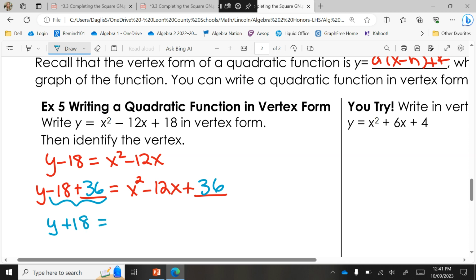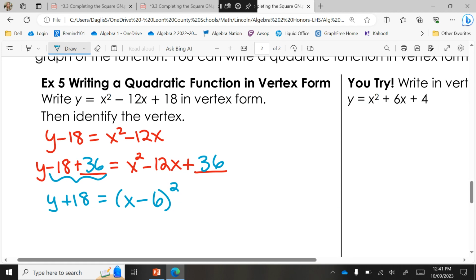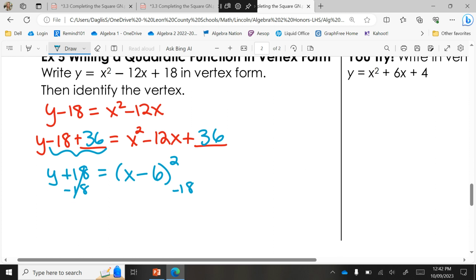What does the right side look like now? X minus 6, good, squared. And if we want it in vertex form, all we have to do is get y by itself. So now we're going to move that 18 back over here. So now it's y equals x minus 6 squared minus 18. So we had to move the 18 so I could complete the square, and then we were allowed to bring it back. It's not always the same number. This one is just special because negative 18 plus 36 gave me positive 18. Pure coincidence. That's not going to happen every time.